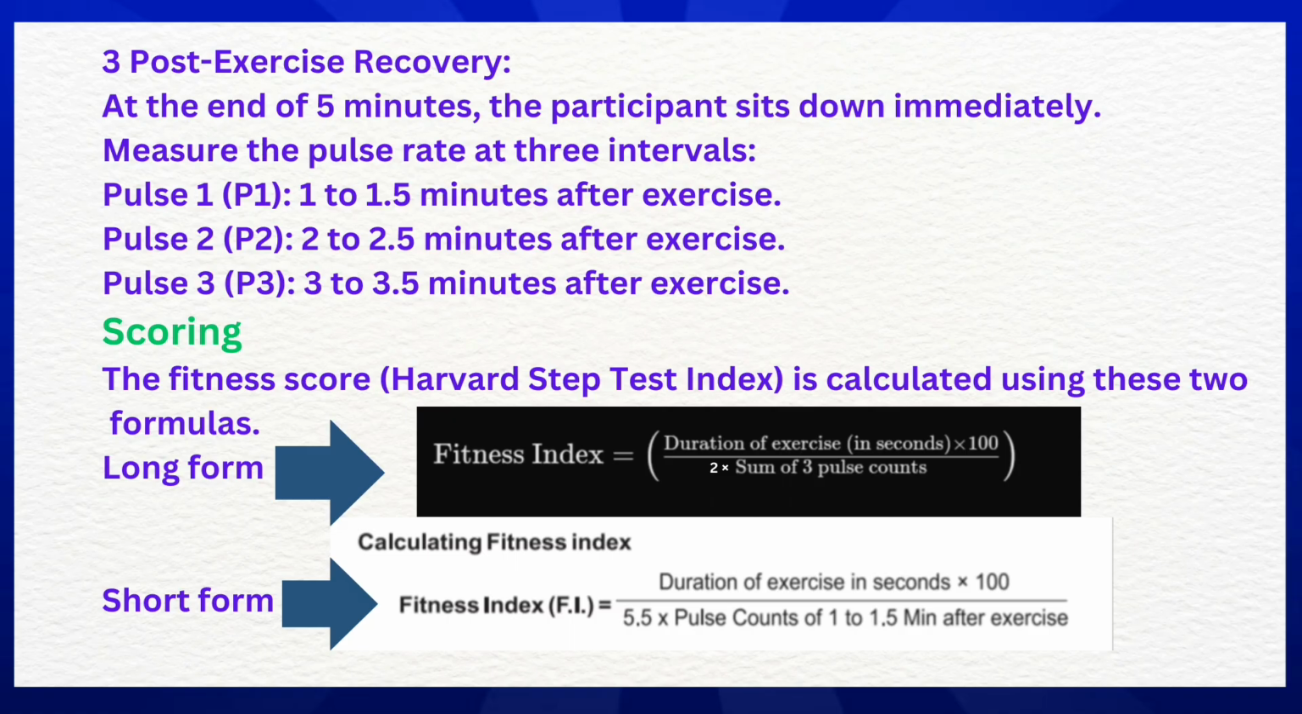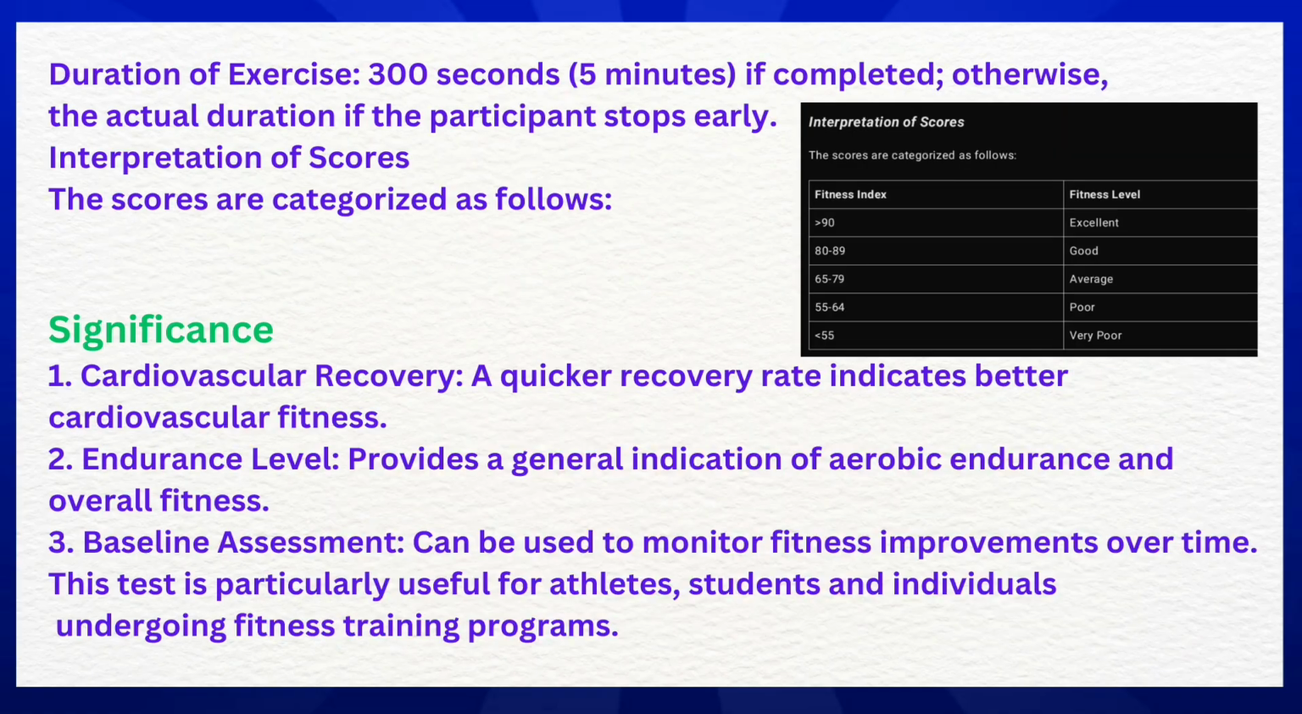Scoring: the fitness score, the Harvard Step Test Index, is calculated using the following formulas. Both formulas are shown on the screen. Duration of exercise: 300 seconds, 5 minutes, if completed; otherwise, the actual duration if the participant stops early. Interpretation of scores: the scores are shown in the table.